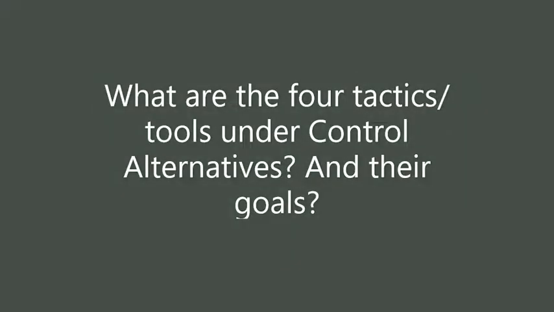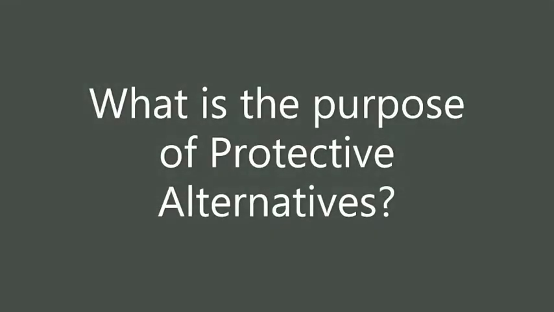What are the 4 tactics and tools under control alternatives? Escort holds, to safely initiate contact; compliance holds, to overcome passive resistance; control devices, OC and ECD, to overcome active resistance or its threat; passive countermeasures, to decentralize. What is the purpose of protective alternatives? To overcome continued resistance, assaultive behavior, or their threats.